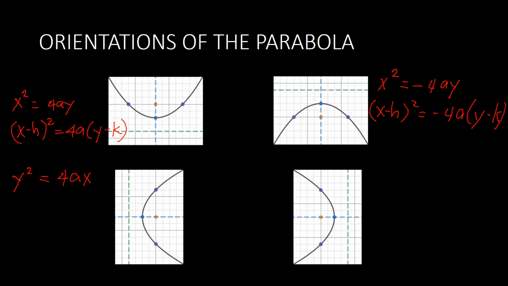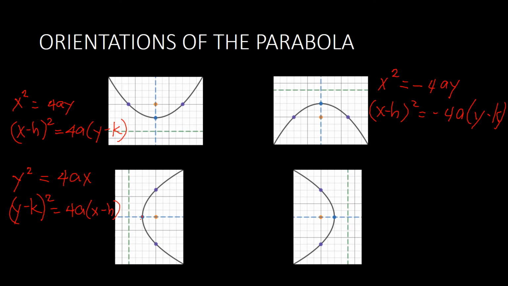And if your vertex is not at the origin, rather than other numbers here, the standard equation of the parabola will be y minus k and then squared. That's equal to 4a times x minus h.